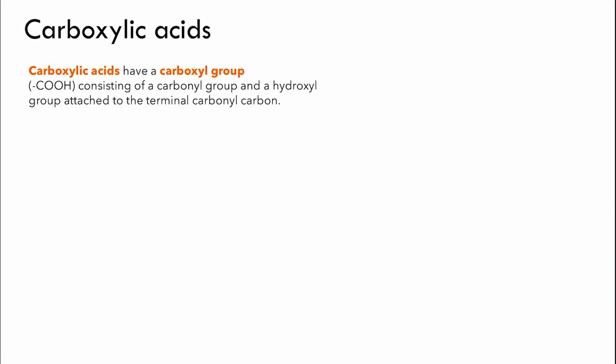Carboxylic acid is the fourth homology series you need to learn about, and carboxylic acids have the carboxyl functional group. The carboxyl functional group consists of a carbon with a double bond with an oxygen and also connected to an OH group. So this as a whole is called a carboxyl group.